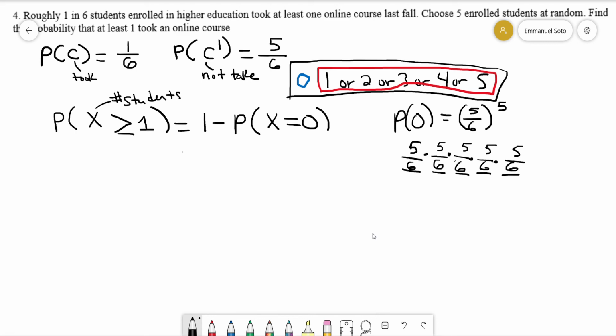So therefore we can take that and plug it in here. Now we got 1 minus 5 over 6 raised to the 5th power, and that's for 5 students that do not take it. If we subtract that from 1, that gives us the students that did take it, 1 or 2 or 3 or 4 or 5. Now we're going to go ahead and do the math here, and plug this into the calculator.